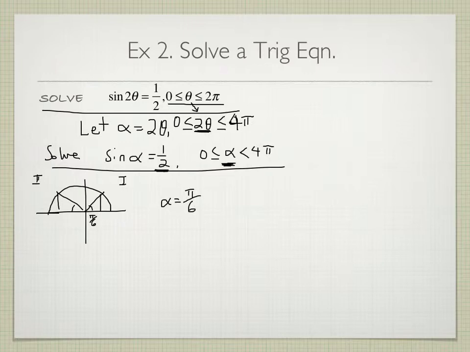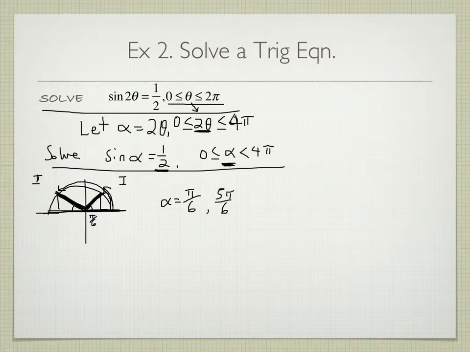Notice that we're going from 0 to 4 pi, so we start at 0 and go 4 pi in this direction. Every time we hit this line and every time we hit this line, we're going to record our answer. So we go up, we hit pi over 6, we keep going this way, and when we go all the way over here, that's going to be pi minus pi over 6, or 5 pi over 6. And we need to go all the way to 4 pi.